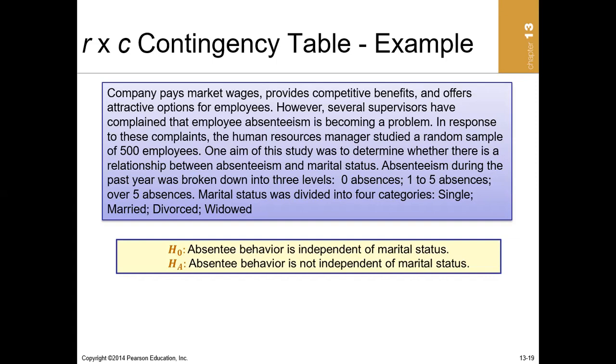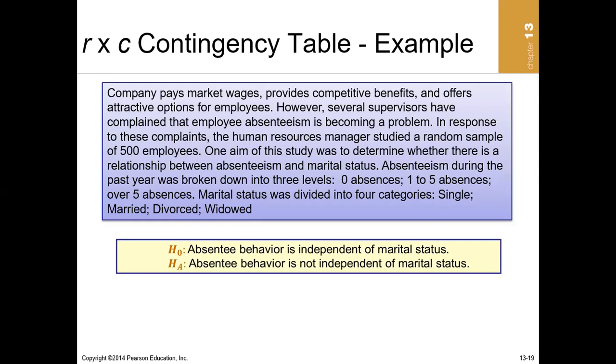All right. So, of course, these are two categorical variables. Absenteeism and marital status, they are categorical variables. So if you want to check whether there is a relationship or an association between them, remember you have to use the contingency analysis chi-square, right? Absenteeism during the period was broken down into three levels. So we have zero absentees group as a category, 1 to 5 absences group as a category, then over 5 absences group as a category. Then the marital status too had 4 categories: single, divorced, widowed, and married.